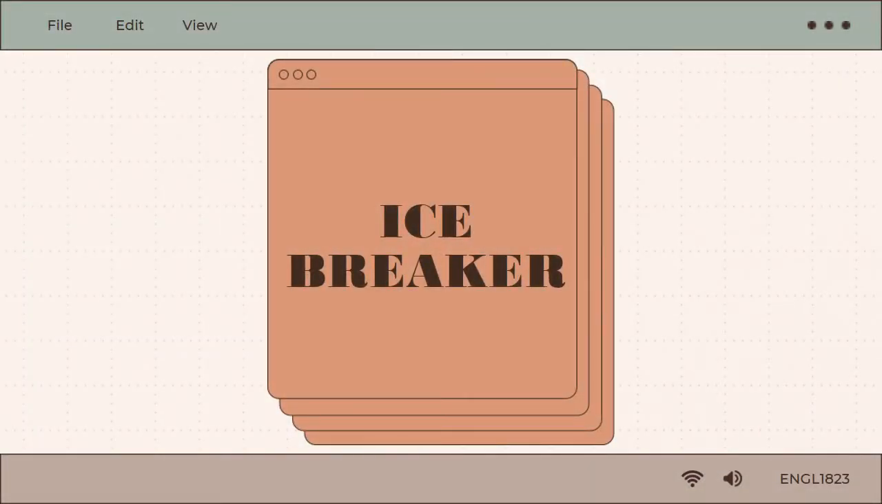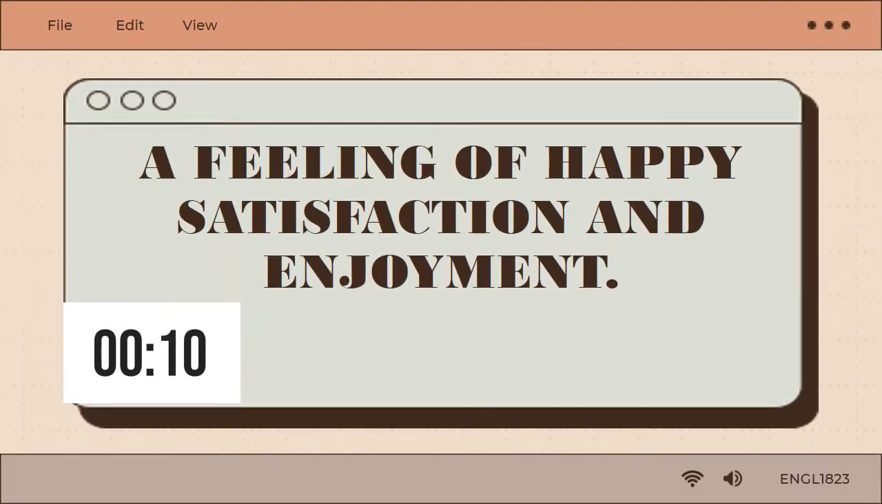But before we start our discussion proper, let's have an icebreaker. I will read and present a definition of a particular word and I will give you 10 seconds to identify the word we are looking for. Are you ready? Let's get started! Number 1, a feeling of happy satisfaction and enjoyment. Your 10 seconds starts now.